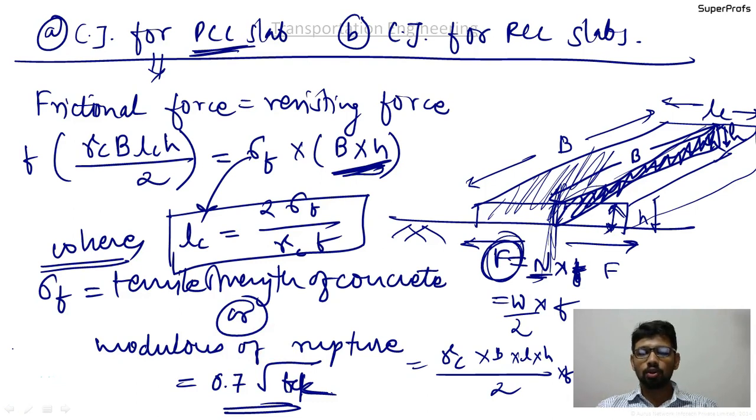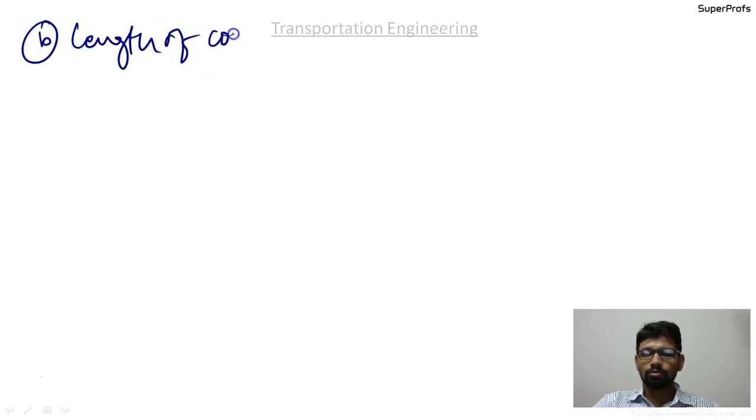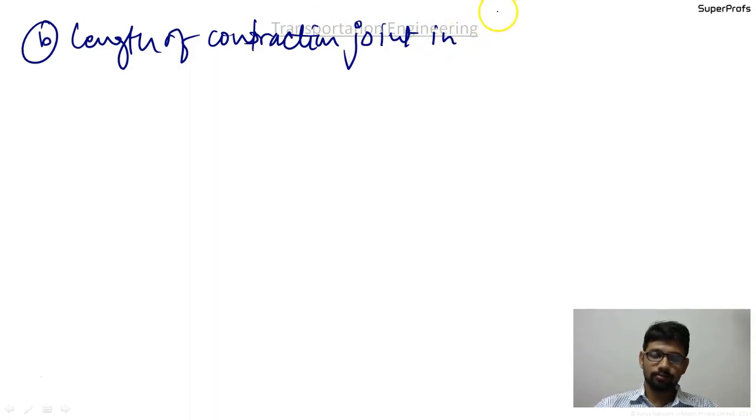So we are now going to discuss contraction joints for RCC slabs. The situation will be quite different over here. Here it will have steel to resist the tensile stresses, or the tensile forces. So contraction joints in RCC slabs. Please write down that what we are going to find out is the length or spacing of contraction joint in RCC slabs.